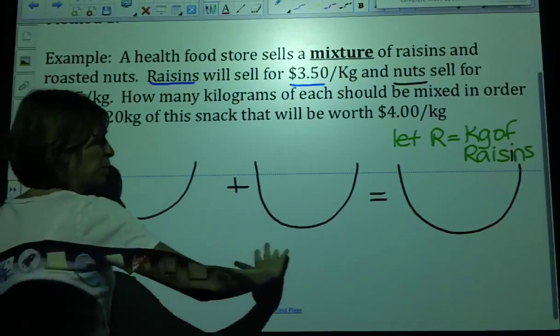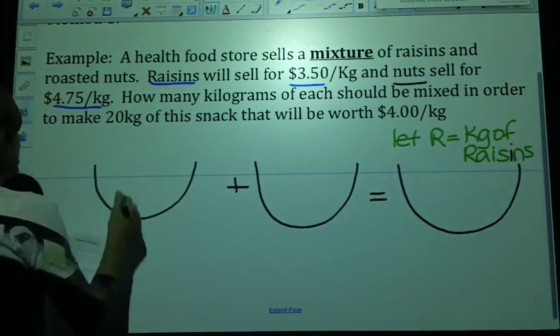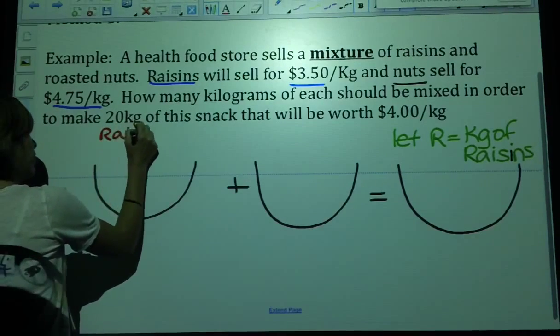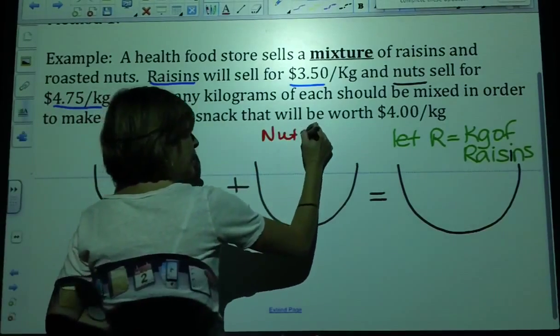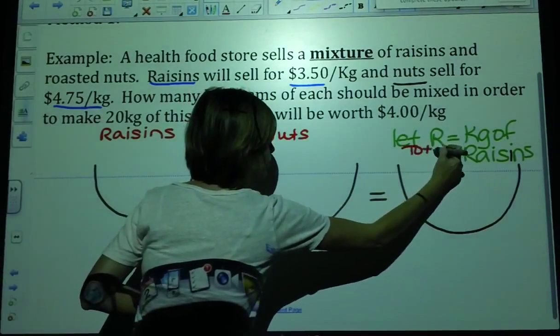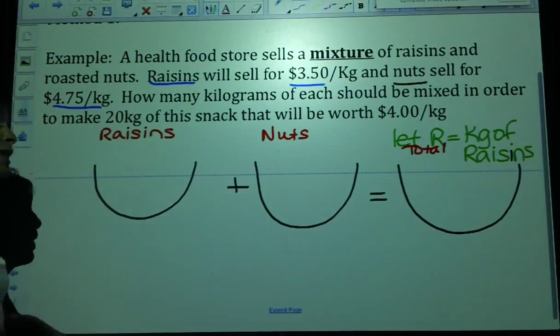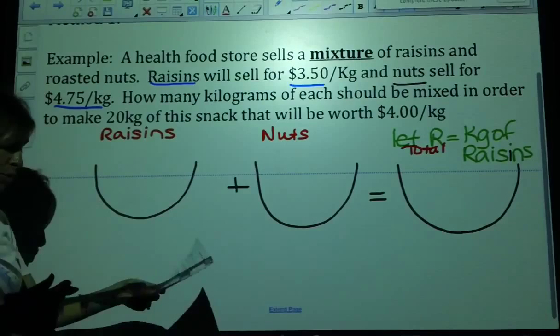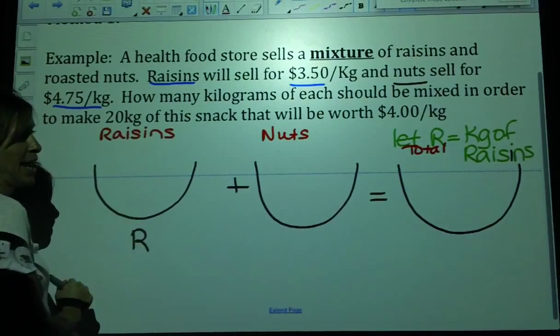So I always put the amount at the bottom of the bowl. For raisins, I'm going to put raisins here so we label. Here's my raisins, here's my nuts, and I ran out of room here, this is my total. So how much raisins do I have? Well, I don't know because that was my unknown. So I'm going to label this R.